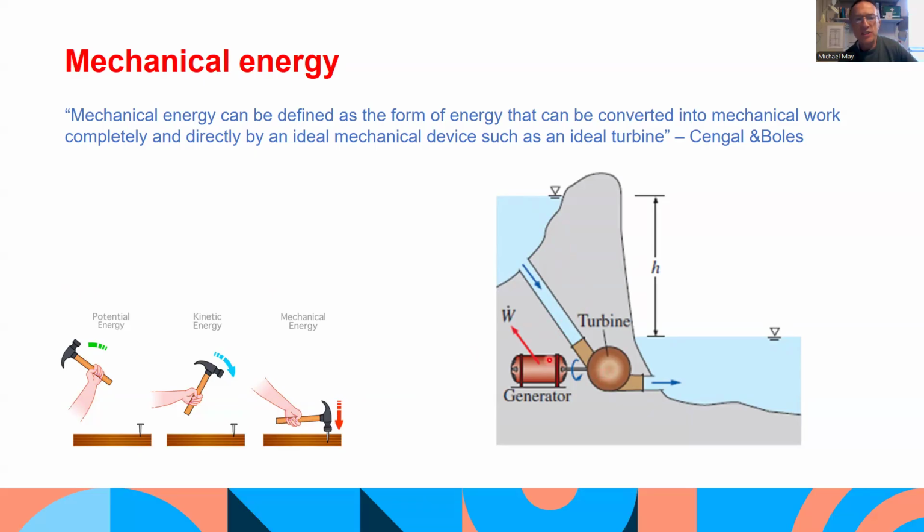The simple analogy that you'll see on the internet is you hold up a hammer. It's got all this potential energy. As you bring it down, it's being turned into kinetic energy by virtue of its movement. When you hit the nail with the hammer, it's gone into mechanical energy to drive that nail home.